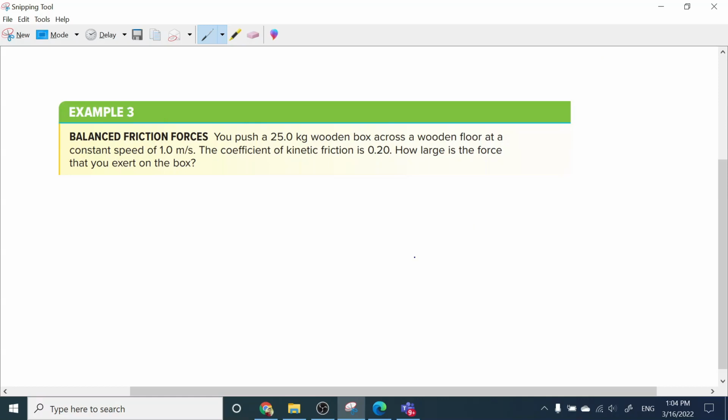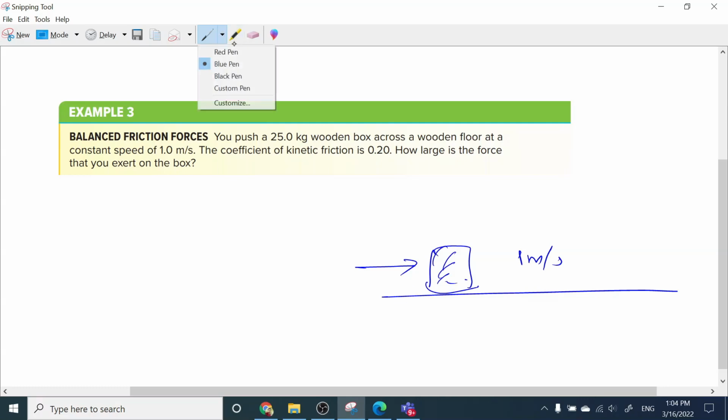So here there is a box on a floor. You are applying a force on the box, which means you are pushing the box, and the box is moving at a constant speed of 1 meter per second. There will be a frictional force acting at the surface of contact, and that frictional force will always be in the opposite direction of motion, opposite to your applied force.